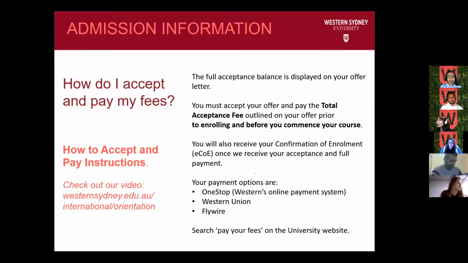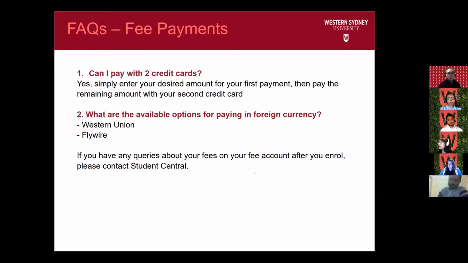Now, your payment options are OneStop through the credit card system, Western Union or Flywire. And you can search 'pay your fees' on the university website if you want some more information. But we have a great how-to accept and pay instructions video on the International Orientation website. So if you go there and locate that video, it will go through each process step by step. So you can just have that video playing while you accept and pay your fees, and it's quite a simple process to follow.